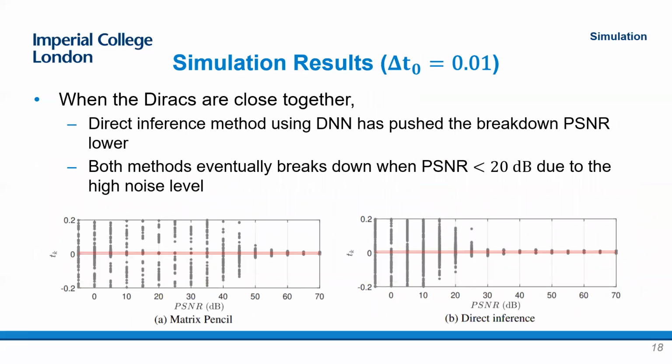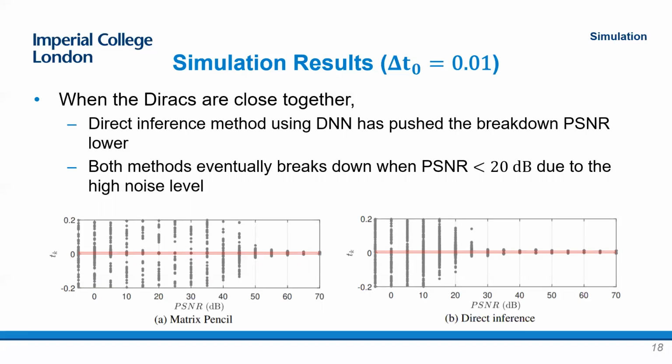As our goal is to enhance the performance in the breakdown regions of the traditional subspace-based methods, we focus on the distinction between the matrix pencil method and the direct inference method we propose. Let's take a closer look by investigating the two individual cases with different distances between neighboring Diracs. We start with a case where the Diracs are relatively close to each other.